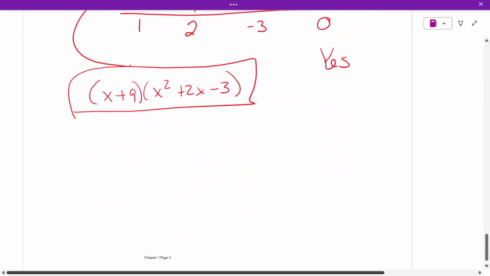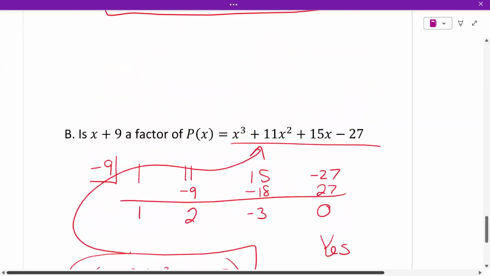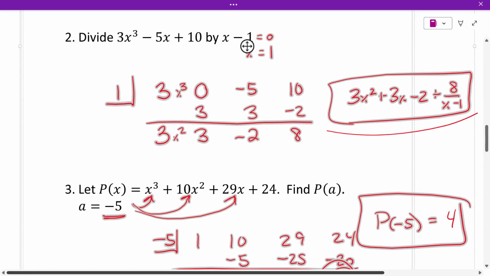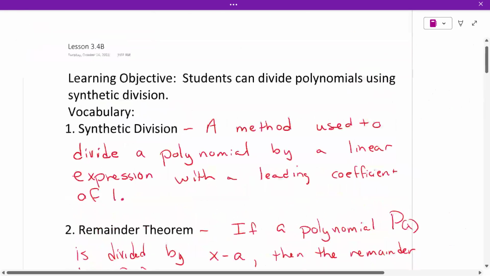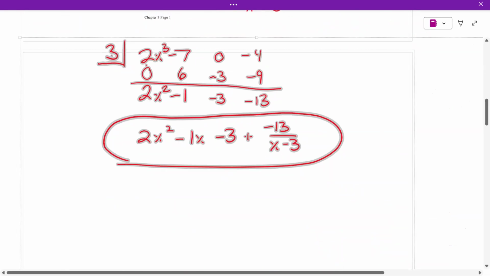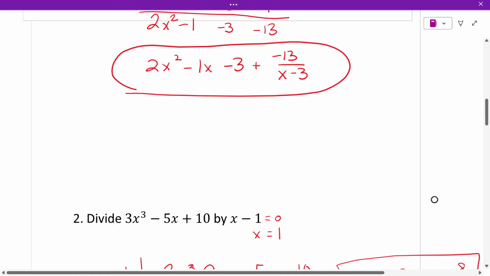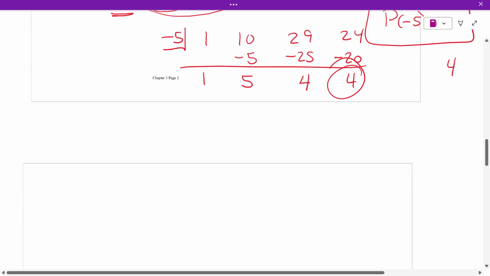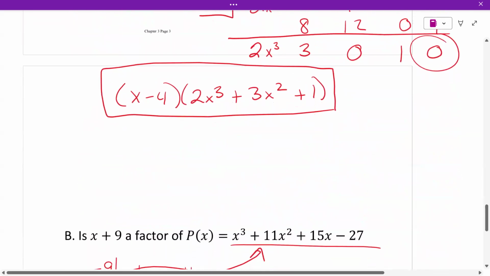So this is factoring. And that is the lesson for today. So I will hand out the worksheet. So we're doing synthetic division, writing out the answers. And then we're figuring out what p of whatever is by finding the remainder. And then we're figuring out if things are factors or not.